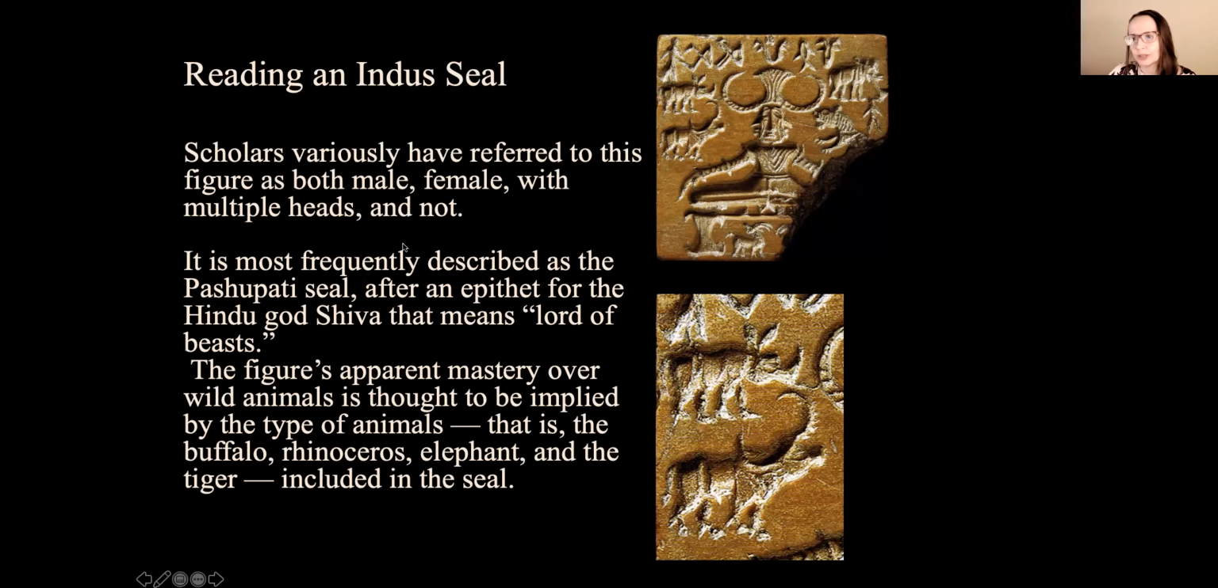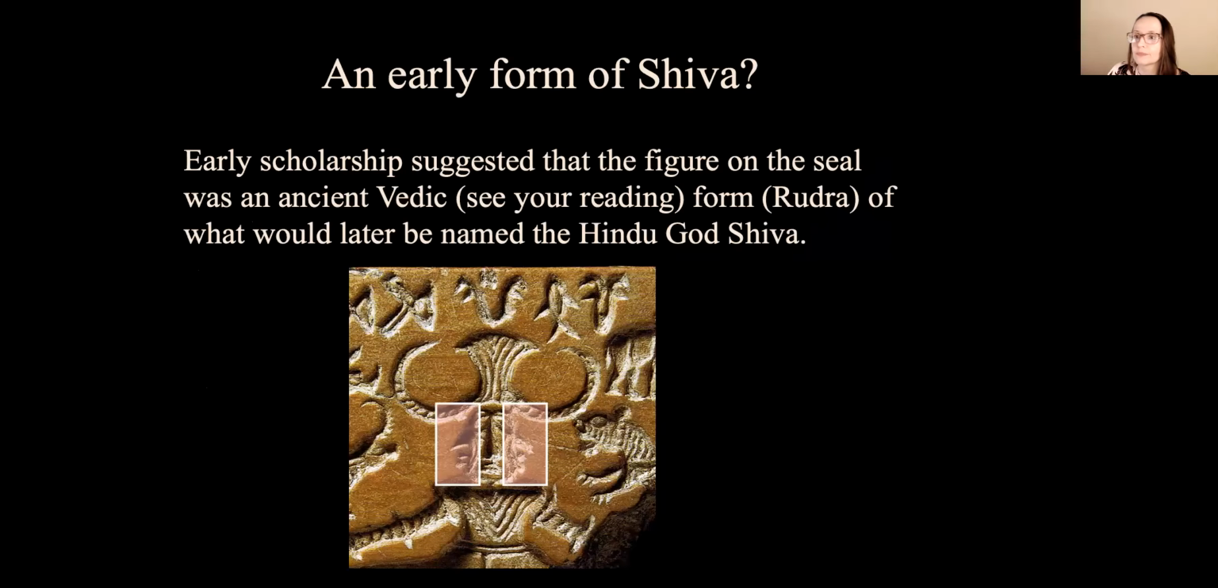It's most frequently described as a Pashupati seal after an epithet for the Hindu god Shiva. That means Lord of the Beasts. The figure's apparent mastery over wild animals is thought to be implied by the type of animals, that is the buffalo, rhinoceros, elephant, and the tiger, all very strong animals included in the seal. The pair of stylized deer below are somewhat unknown.